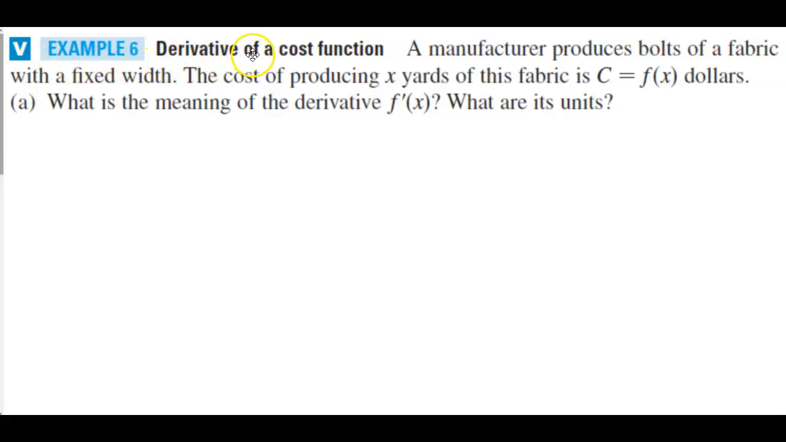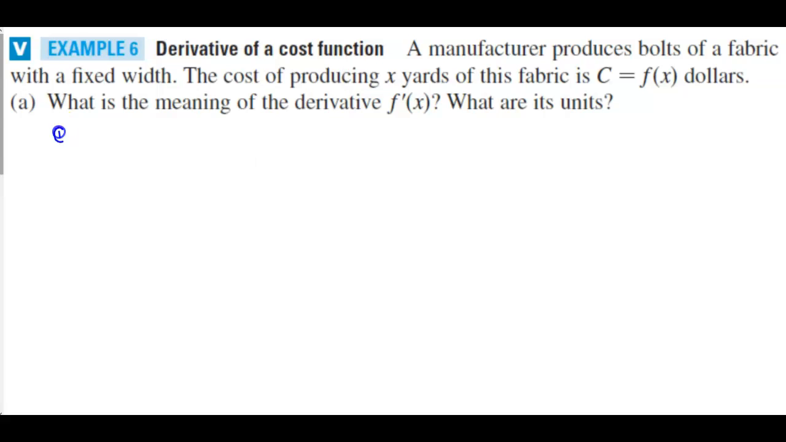Example 6, the derivative of a cost function. A manufacturer produces bolts of fabric with a fixed width. The cost of producing X yards of this fabric is C equals F of X dollars. First thing we want to do is, what is the meaning of the derivative F prime of X?